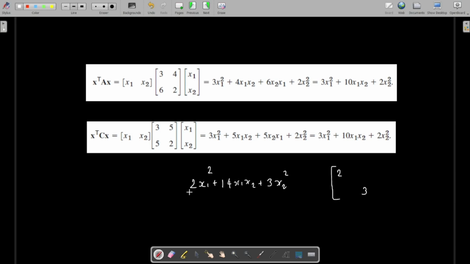Main diagonal becomes the coefficients of x1 square and x2 square. Then here it is 14. So 14 divided by 2 is 7. So you take here 7 and 7. So the matrix 2, 7, 7, 3 becomes the matrix corresponding to this quadratic form. So given any quadratic form, there may be many matrices corresponding to that one, but you may assume that the matrix corresponding to the quadratic form is symmetric.